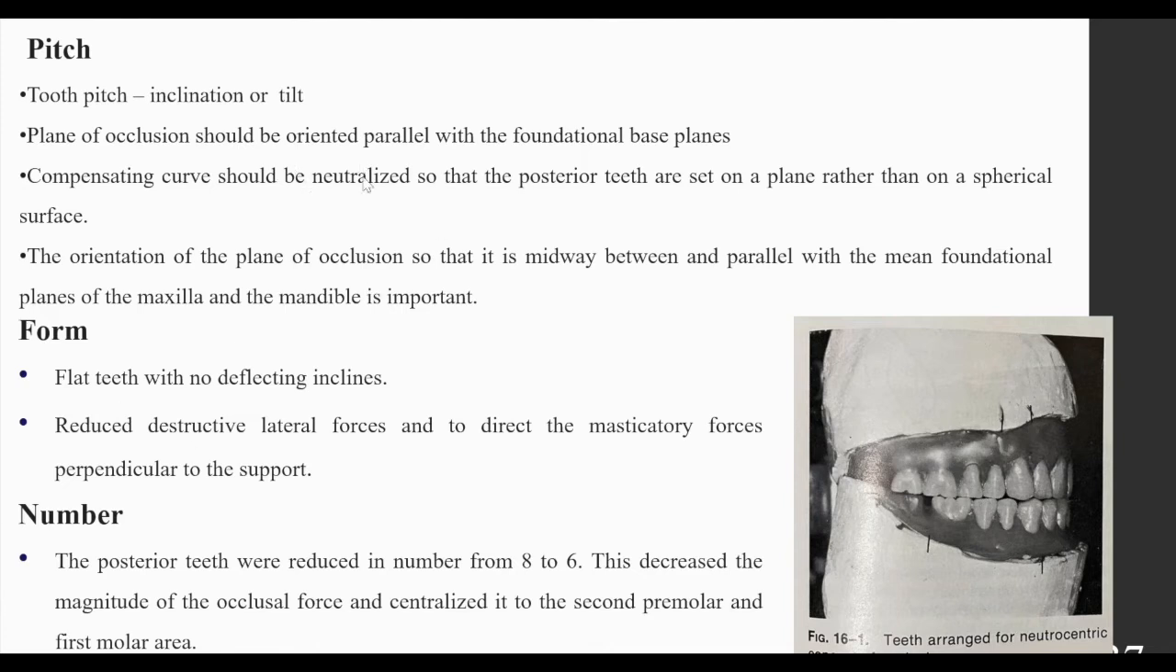The compensatory curve should be neutralized so that the posterior teeth are set on a plane rather than a spherical surface. In form, it should be devoid of projecting cusps and should be present in a single plane. This will reduce the destructive lateral forces and direct the masticatory forces perpendicular to the support. In number, the posterior teeth were reduced from 8 to 6. This decreased the magnitude of the occlusal force and centralized it to the second premolar and first premolar region.